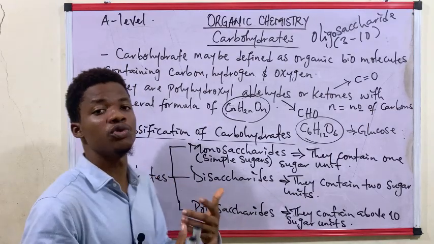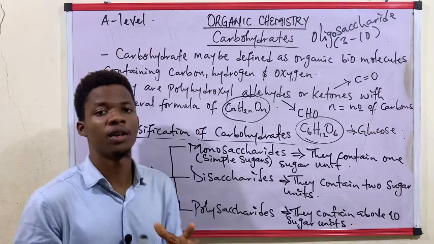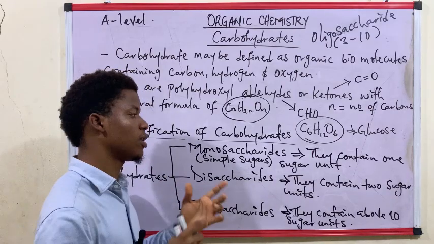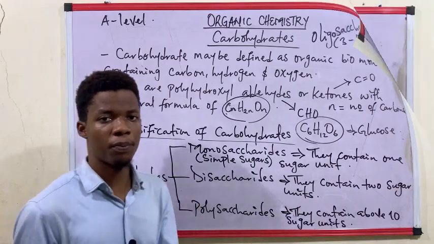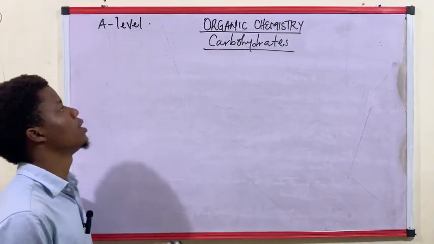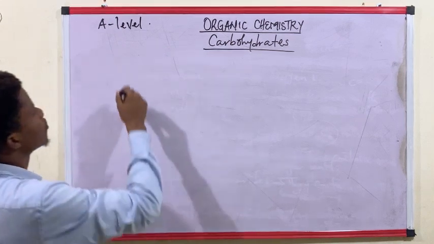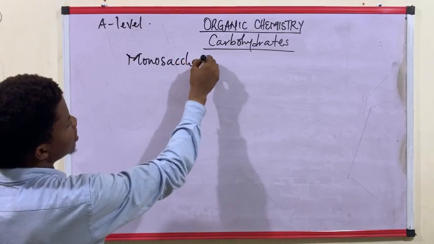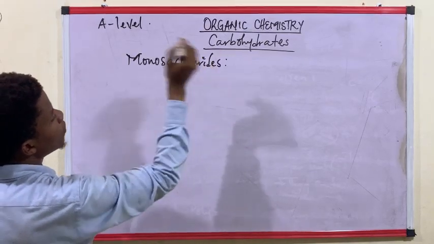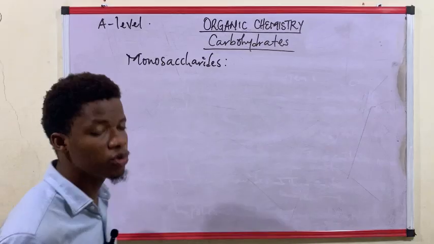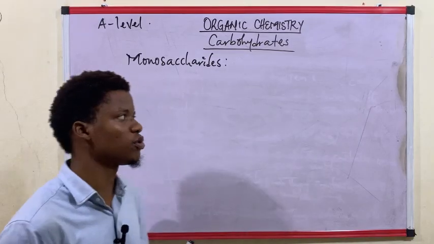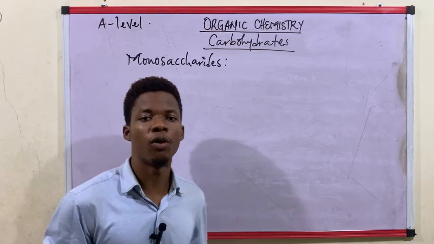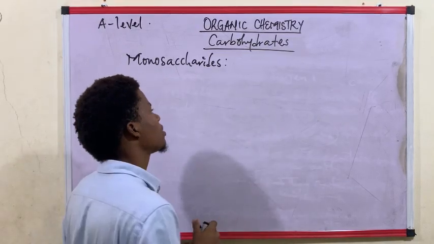Now let us discuss monosaccharides properly, because in the course of this video lesson, even on the reactions of carbohydrates, we are focusing on the monosaccharides. Remember we've established that monosaccharides are called simple sugars and contain 1 sugar unit. What are examples of monosaccharide sugars? Before that, it is important to state the composition of different monosaccharides.